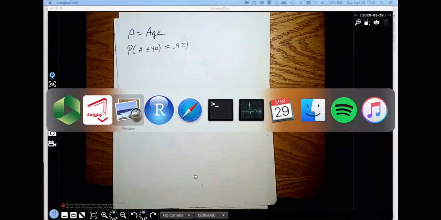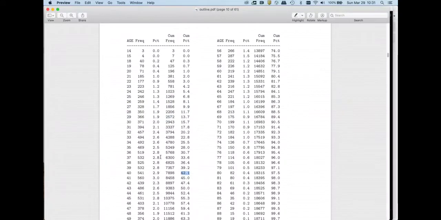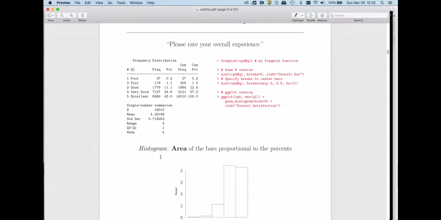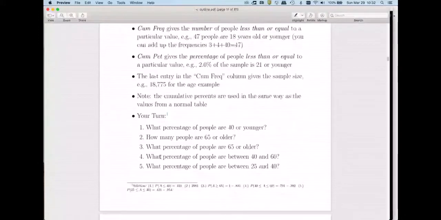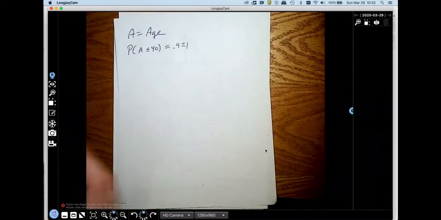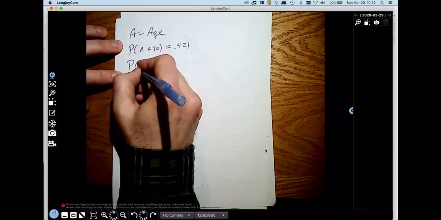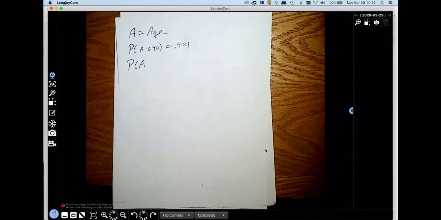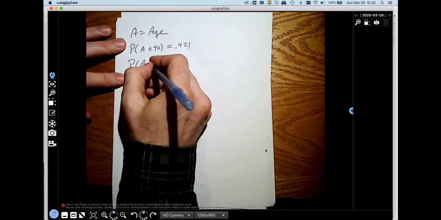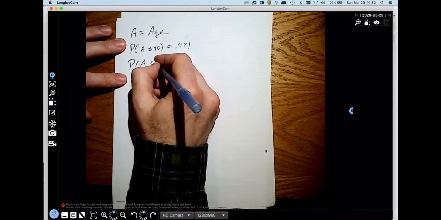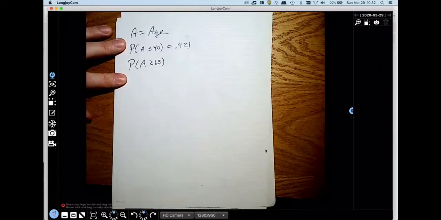All right, let's go back to the course packet, and I'm going to look at the next problem that I gave for you. Actually, we're going to skip over part 2. You can read the answer on your own. But another type of question that I could ask you is, what percentage of people are 65 or older? So let's go back to my document camera. The way we would write this is, what's the probability or the proportion of people whose age is greater than or equal to 65?